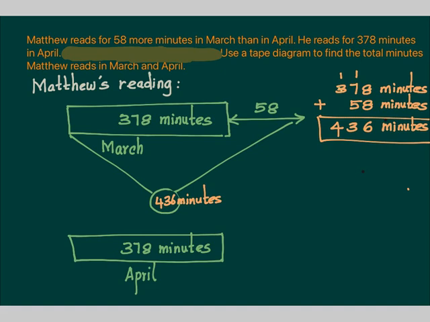Next, we have to find the total time he spent reading in both the months. So for that we have to add this value with the month of April's value. So March month value added to April month's minutes. So 436 minutes plus 378 minutes.